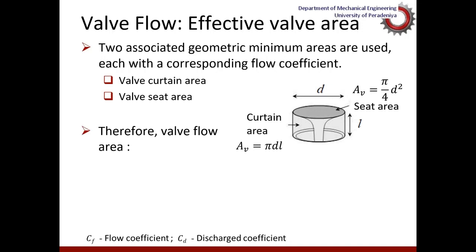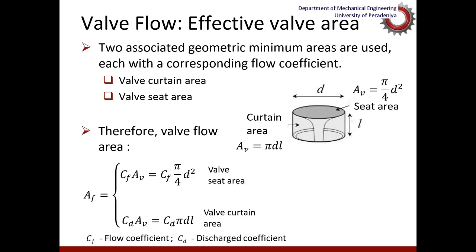Accordingly, the effective valve flow area could be represented as, if the seat area is used, CF into pi over 4 into d squared. So that is the valve seat area into CF, where CF is the flow coefficient. And if we use the curtain area, then CD into pi d L would be the effective area, where CD is the discharge coefficient.